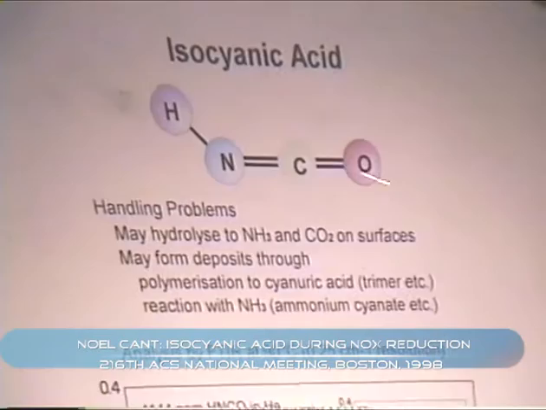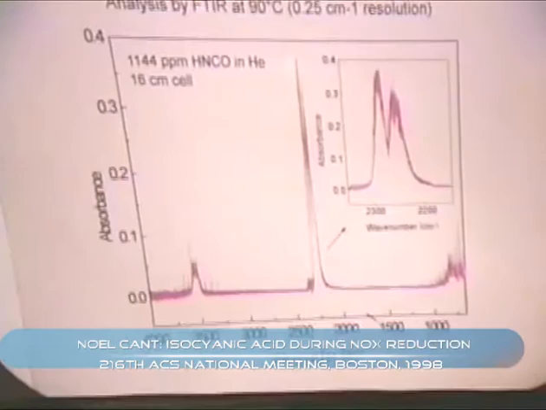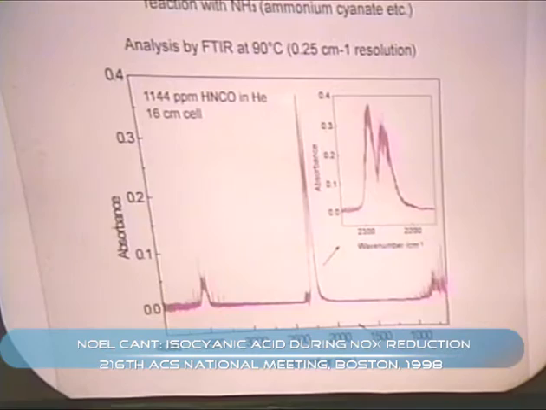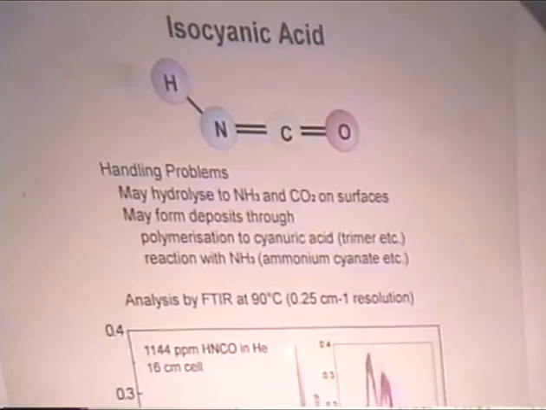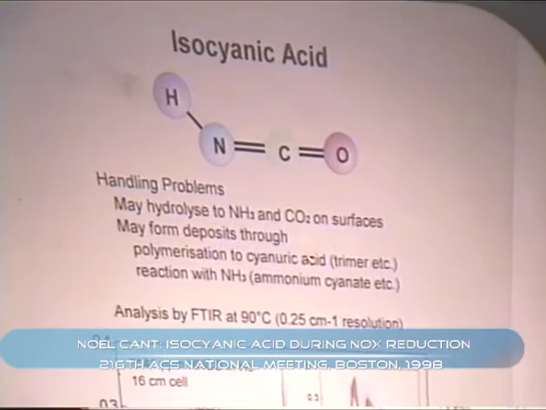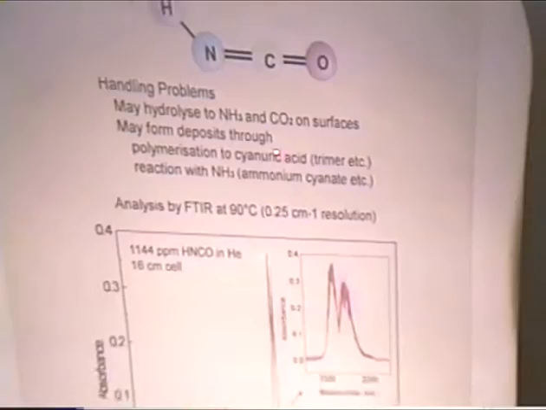Isocyanic acid is this molecule here. Thermodynamically, it's the most stable molecule that has one hydrogen, one nitrogen, one carbon, one oxygen. But it is quite reactive, and it's not easy to analyze in the presence of many of the other things which are produced by catalytic reaction. It tends to hydrolyze on surfaces to give ammonia and CO2, especially if there's water around. It can polymerize to form the trimer, cyanuric acid, and can react with ammonia to form ammonium cyanate.